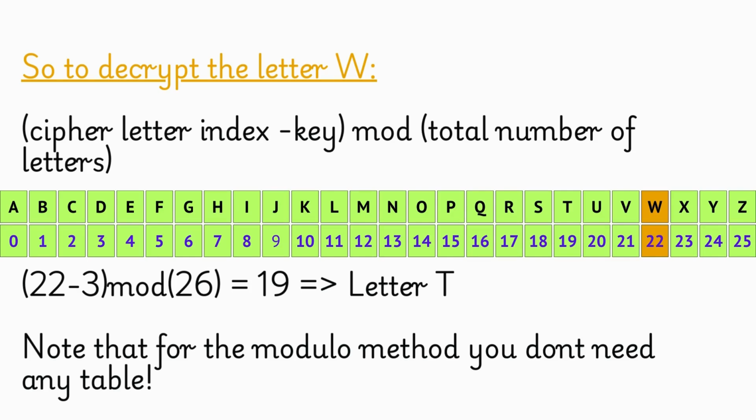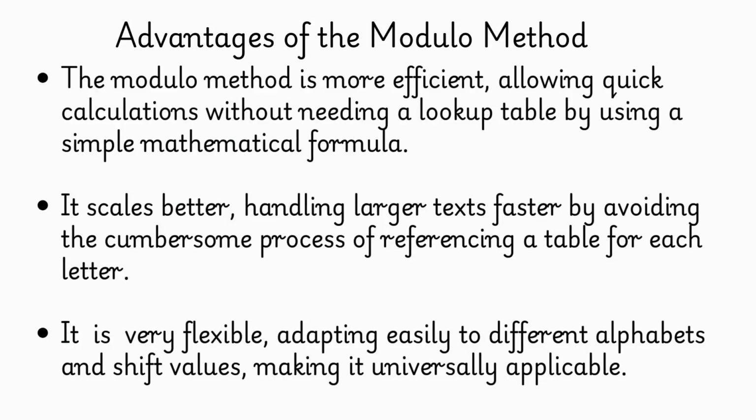And to do the decryption of letter W, it's going to be the same thing. Cipher letter index minus key mod total number of letters. Try and calculate and see if you get the same results. Now, the modular method is very efficient, it scales easily, and it's very flexible. These are the reasons why you might prefer to use the modular method instead of the lookup table.